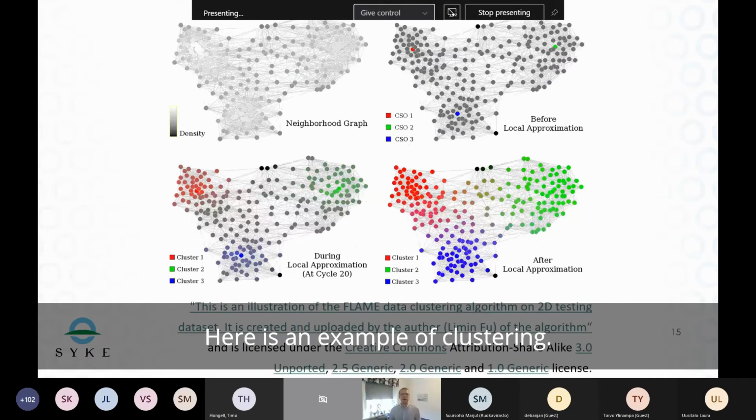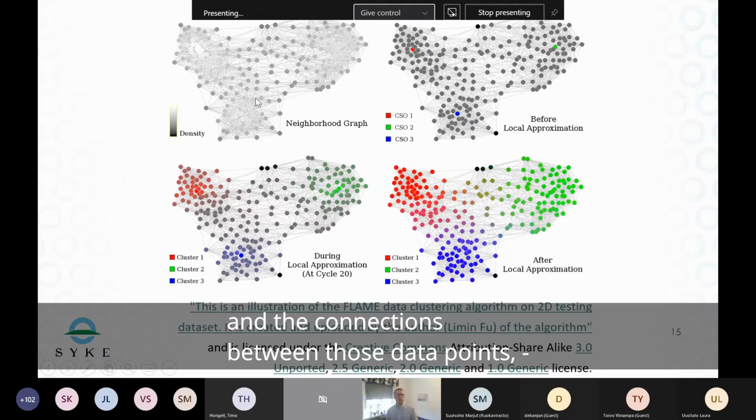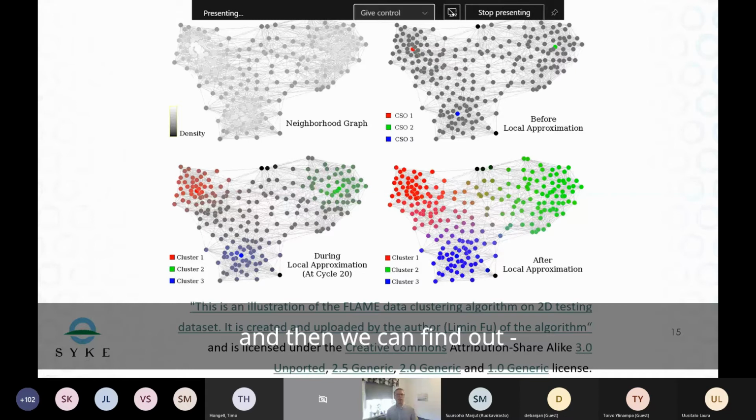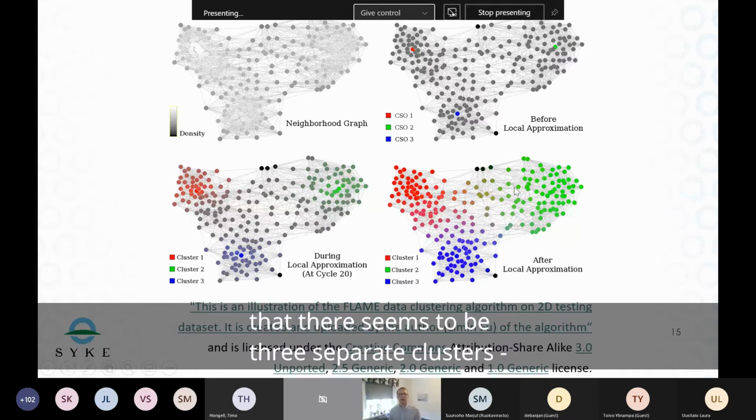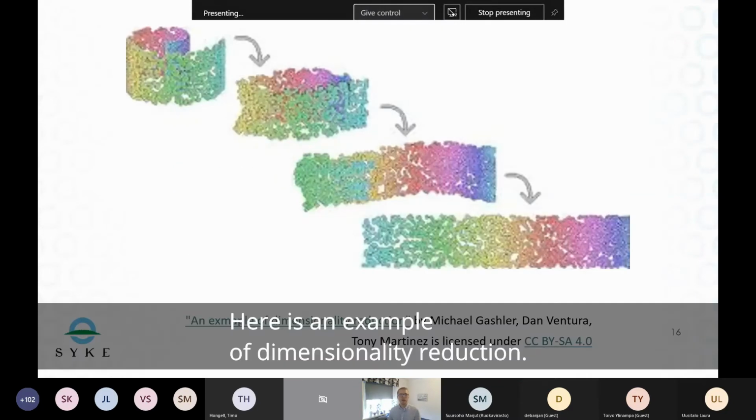And here is an example of clustering. So we have this social network where we have these data points and then connections between those data points, and then we can find out that, okay, there seem to be 3 separate clusters within this data set, completely without human supervision.